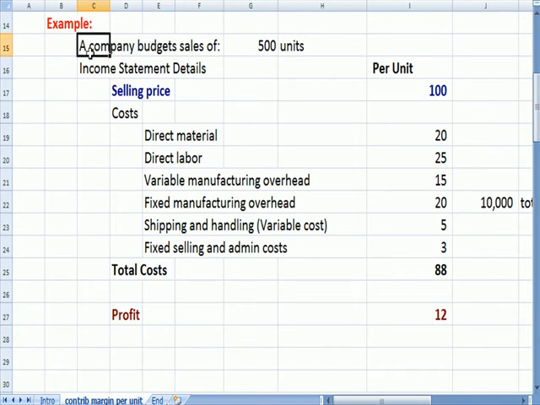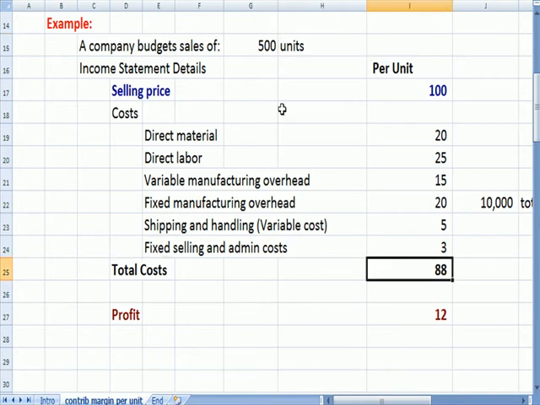So here's what we're given. A company has budgeted sales of 500 units. And here's some details from the income statement. Selling price, direct material and labor, and you see per unit amounts over here. We have two kinds of manufacturing overhead, variable manufacturing overhead and fixed manufacturing overhead. We consider shipping and handling to be a variable cost that goes up and down with the number of units we sell. And finally, we have a fixed selling and admin cost.